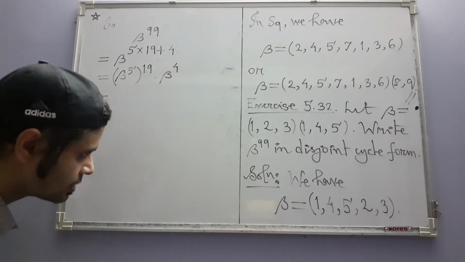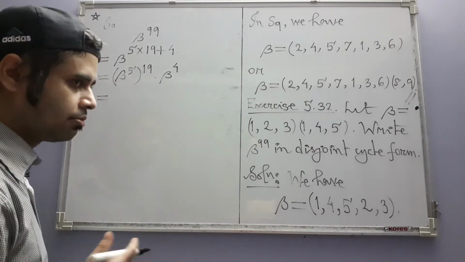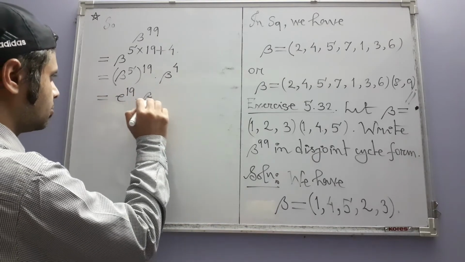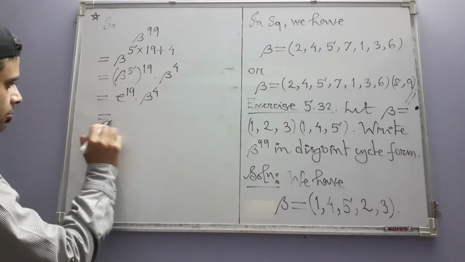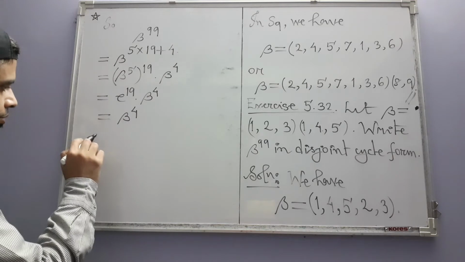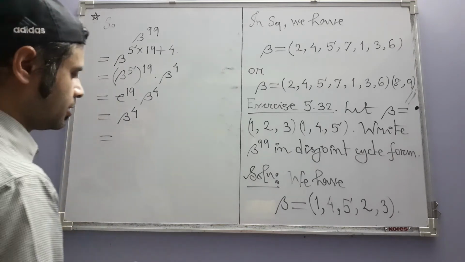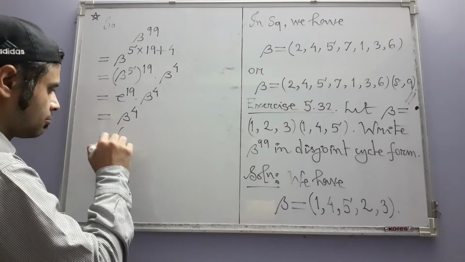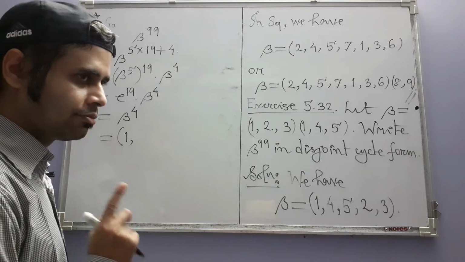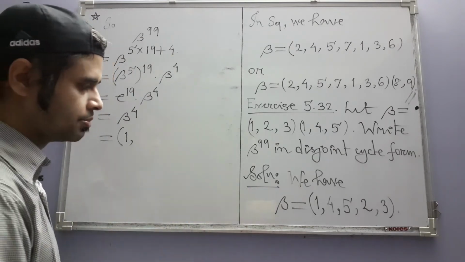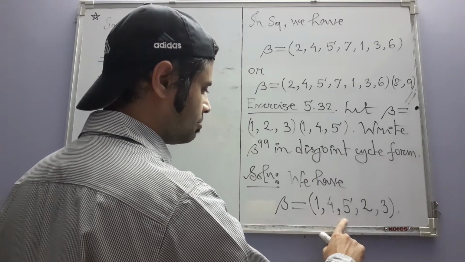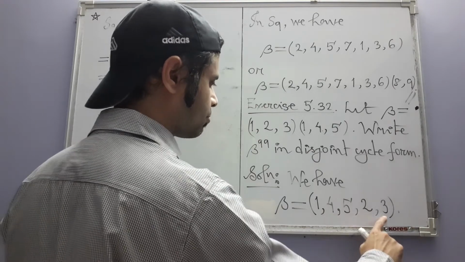Now because our beta is a 5 cycle, the 5th power of beta will be the identity permutation. So that means we have beta to the power 4. Now you just have to calculate what beta to the power 4 is. So we have to apply beta to every symbol appearing here 4 times. So you apply that to 1 once, you get 4. 2 times you get 5. 3 times you get 2. 4 times you get 3.